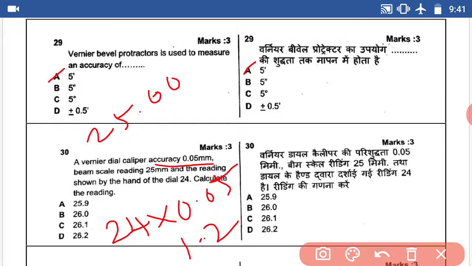So 25.00 plus 1.2. So answer 26.2. So the reading is 26.2. This question answer D, 26.2. Question number 31.